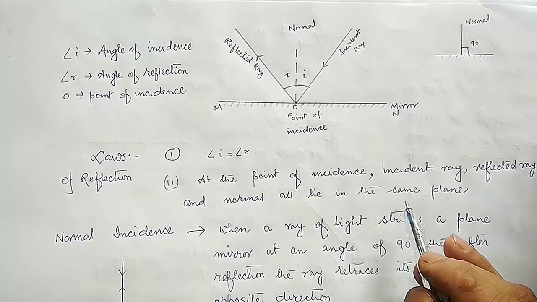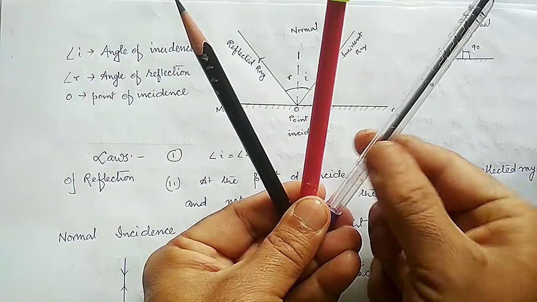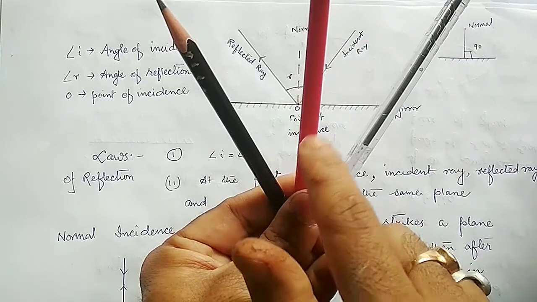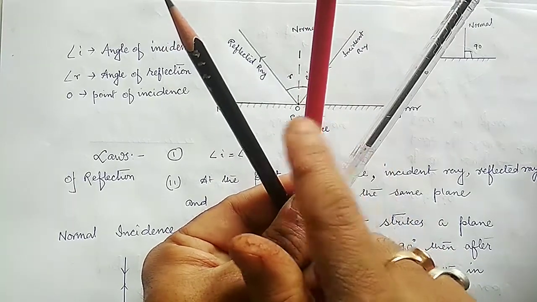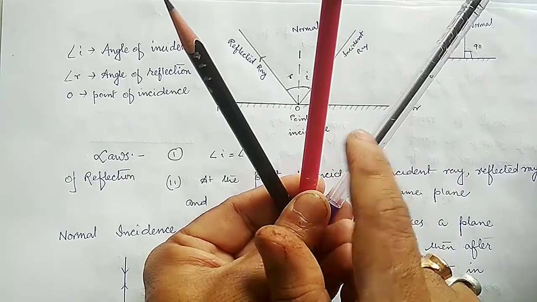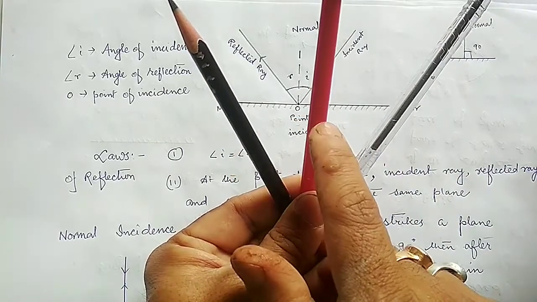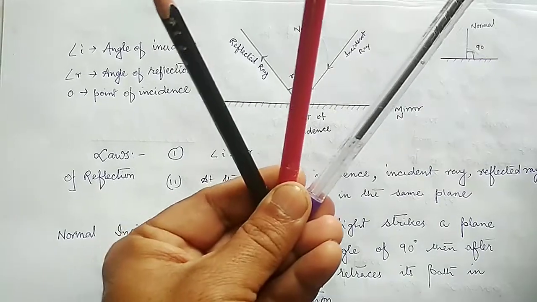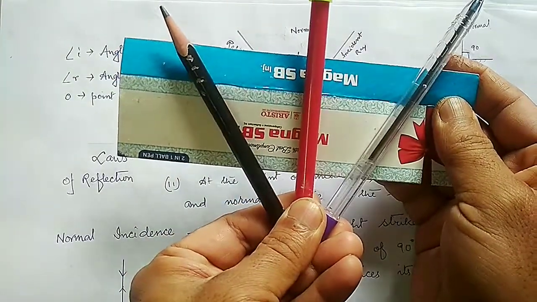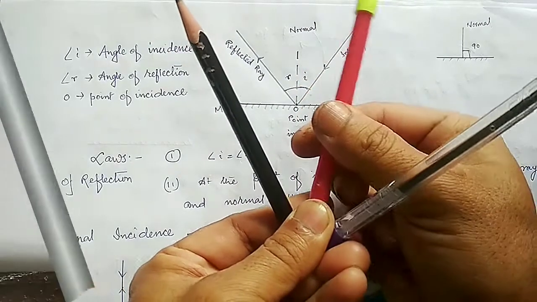And the second law is that at the point of incidence, the incident ray, reflected ray and normal all lie in the same plane. Suppose this is the incident ray, this is the reflected ray and this is the normal. Already I told you this angle and this angle must be equal. And the second law is that the incident ray, reflected ray and normal all must be in the same plane. That means if I keep a piece of paper, all will stay on the paper. It's not that it will be something like this.